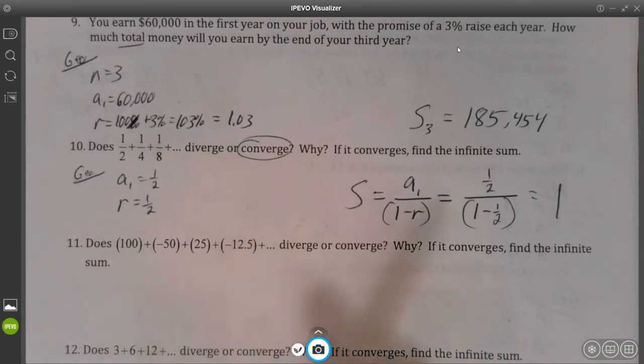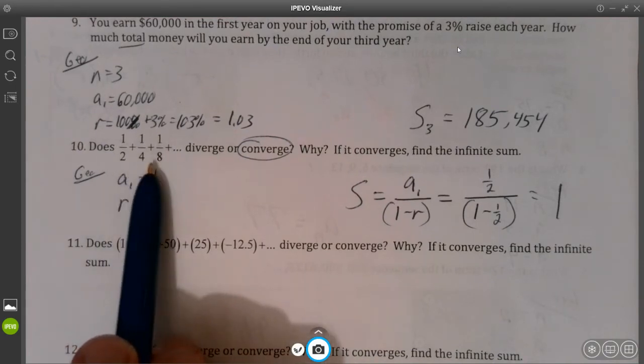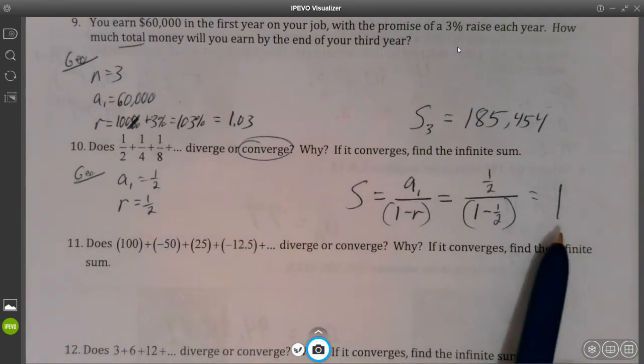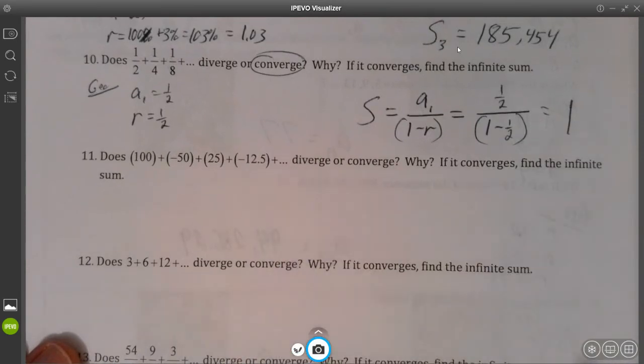And we could do this one with a piece of paper. Let me demonstrate, not with a piece of paper. But if I had half a piece of paper and a fourth of a piece of paper and an eighth of a piece of paper and a 16th and lay them all down, you'd have one piece of paper. Fun stuff. Okay, does this converge or diverge?